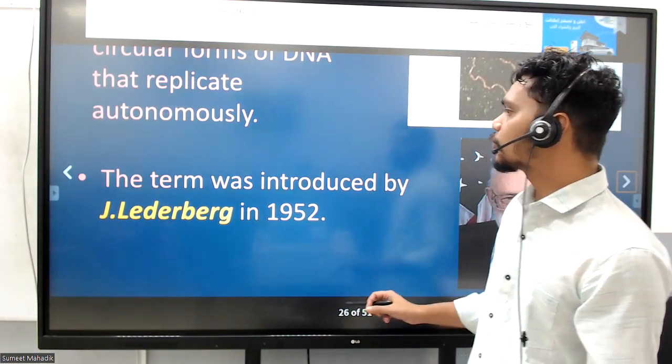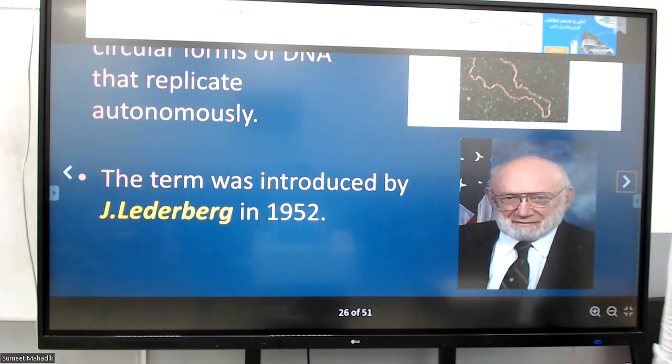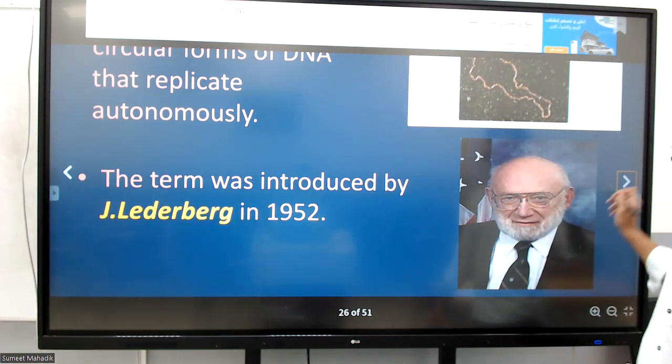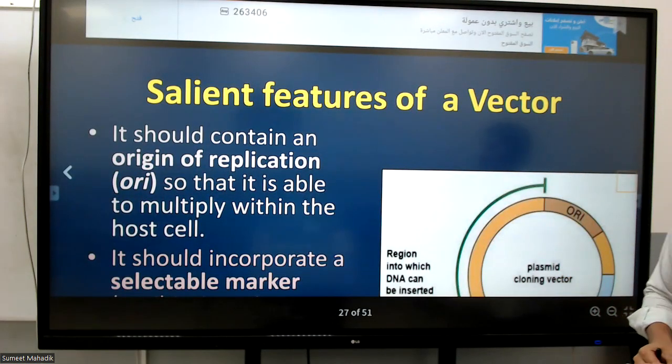The term was introduced by this scientist. Can you look at this? Okay, what is the name? Lederberg. Now, here we talk about the salient features of the vector.